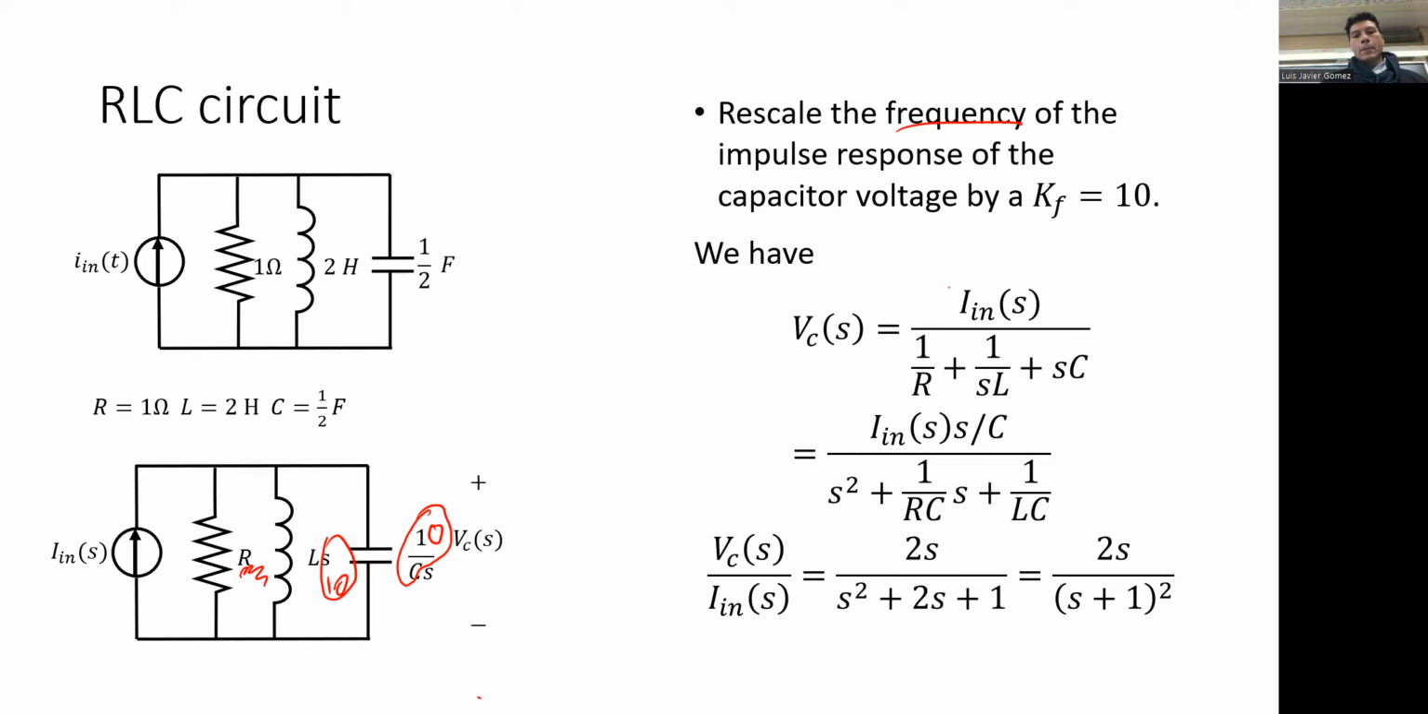So when you magnitude scale, you want to leave this in the time domain, but when you frequency scale, you want the s domain? Not quite. It doesn't really matter. It's more like you have to think about impedances.